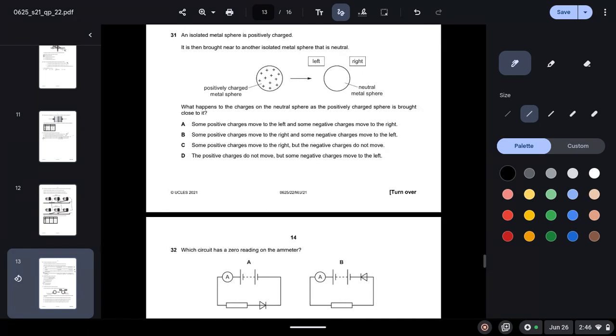An isolated metal sphere is positively charged. It is then brought near to another isolated metal sphere that is neutral. What happens to the charges on the neutral sphere as the positively charged sphere is brought close to it? So when the positively charged sphere is brought close, we know that the negatively charged charges will move towards the left, because the positive charges will attract them, and the positive charges themselves would not move, they would stay in position. So D is your correct answer.